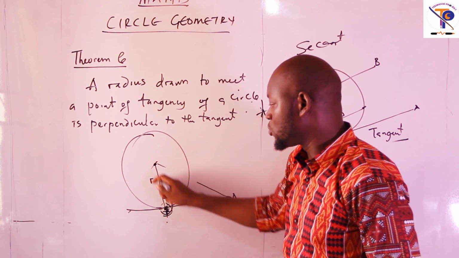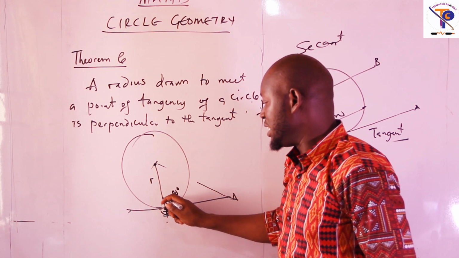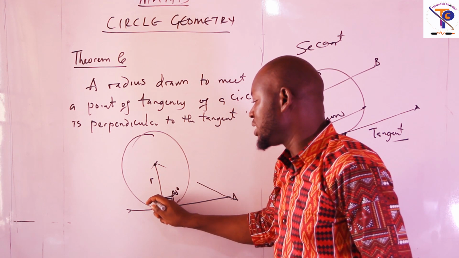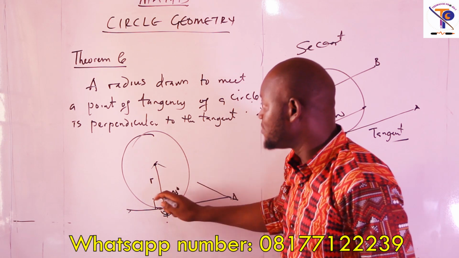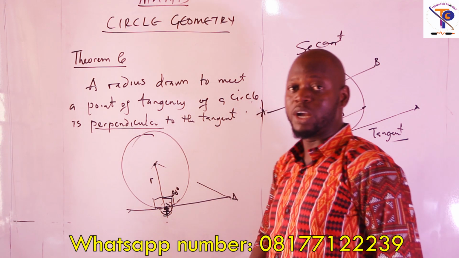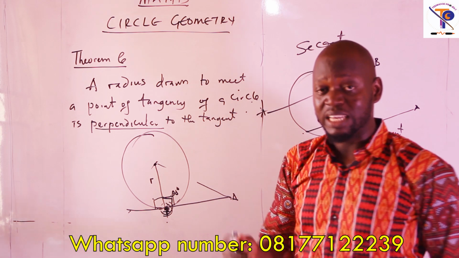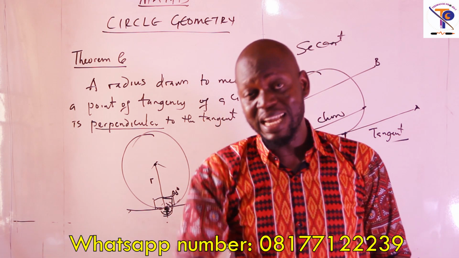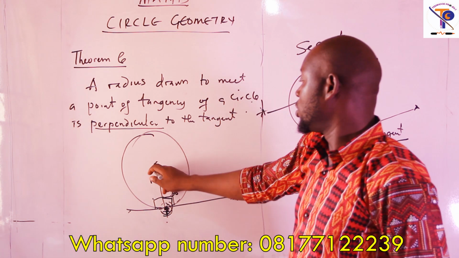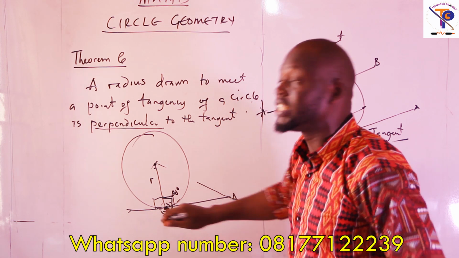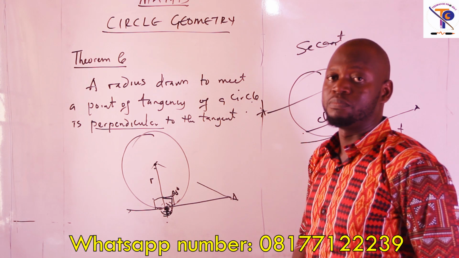So once we have this radius to this point, there must be 90 degrees, and obviously there will be 90 degrees. So this line is a perpendicular line. Don't forget what a perpendicular line is: two lines that meet at 90 degrees. So this radius is perpendicular to this tangent. That is the sixth theorem.